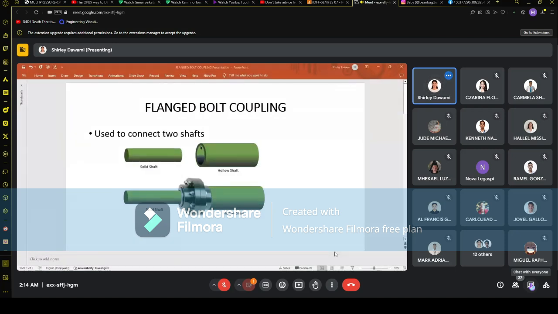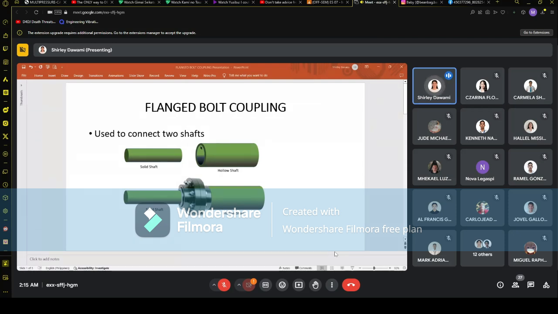Okay, so now let's move on to flanged bolt coupling. What is a flanged bolt coupling? It is used to connect two shafts. The two shafts could be of the same diameter, and they can still be connected using a flange bolt coupling. Industries opt to use flange bolt coupling because, number one, it is suitable for larger diameter shafts.